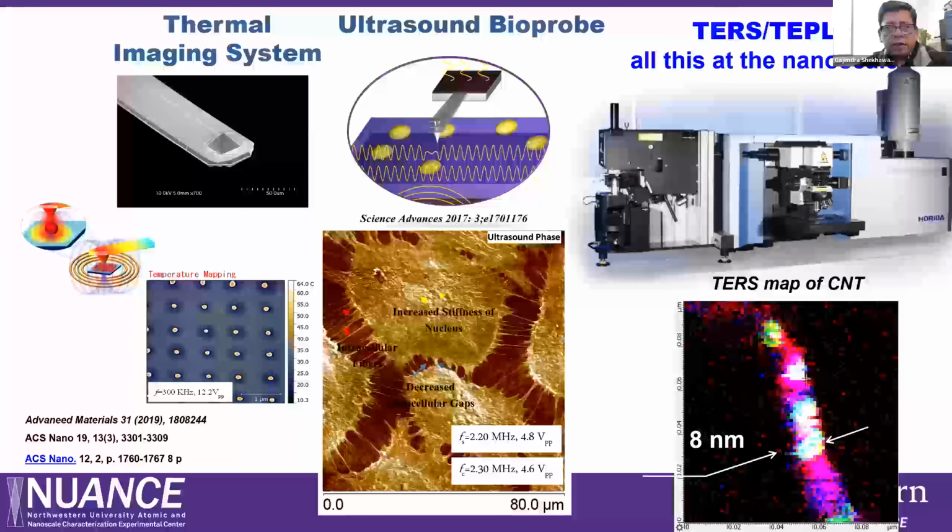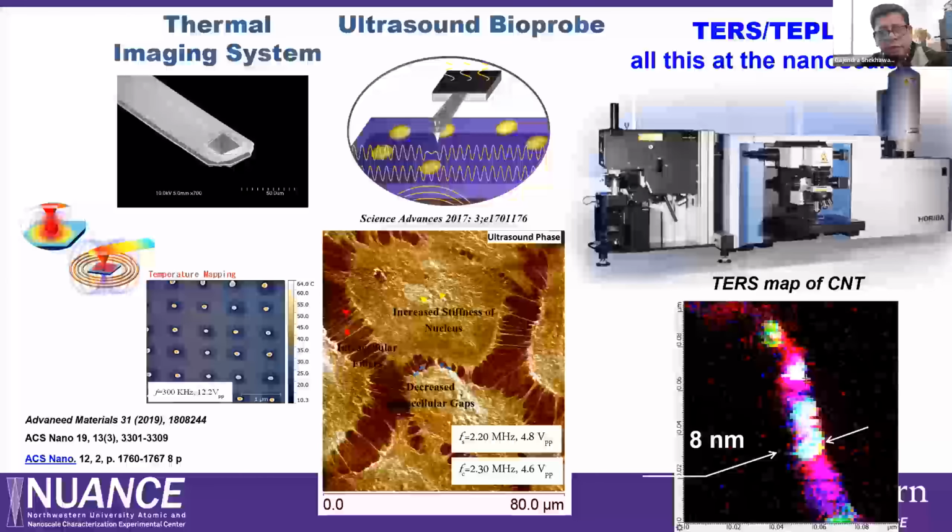These are some of the techniques that were developed here at Northwestern in this facility. One of them, on the left, is high resolution thermal imaging. We can resolve thermal features down to 10-15 nanometers, which was not possible earlier. We can do qualitative thermal conductivity mapping, and we are now trying to work on quantitative thermal conductivity mapping. And we can also do temperature mapping.